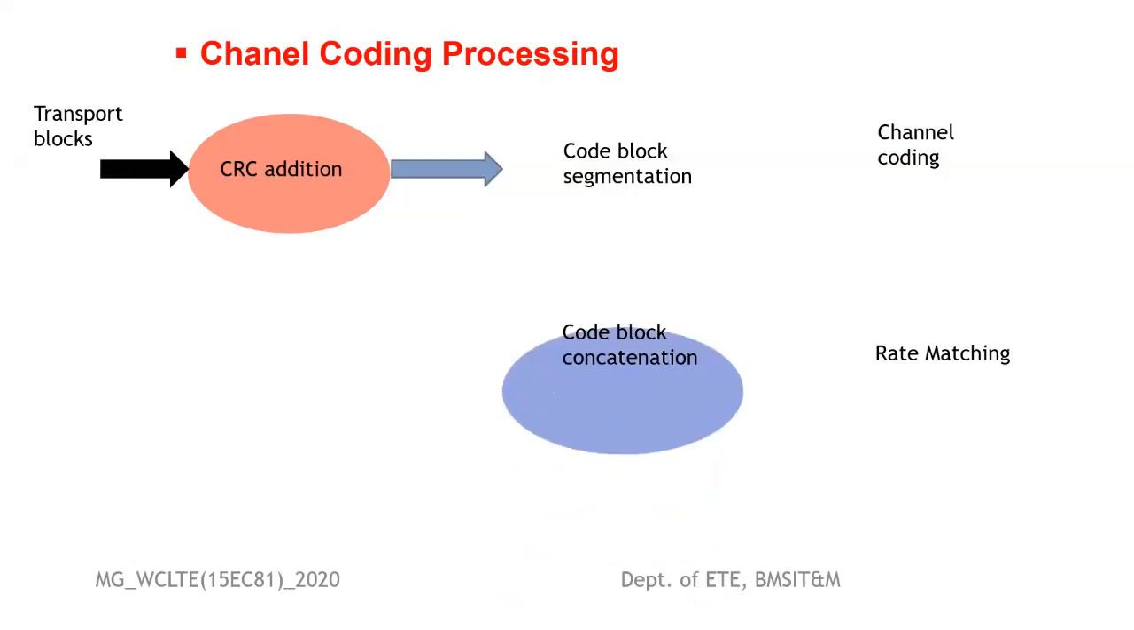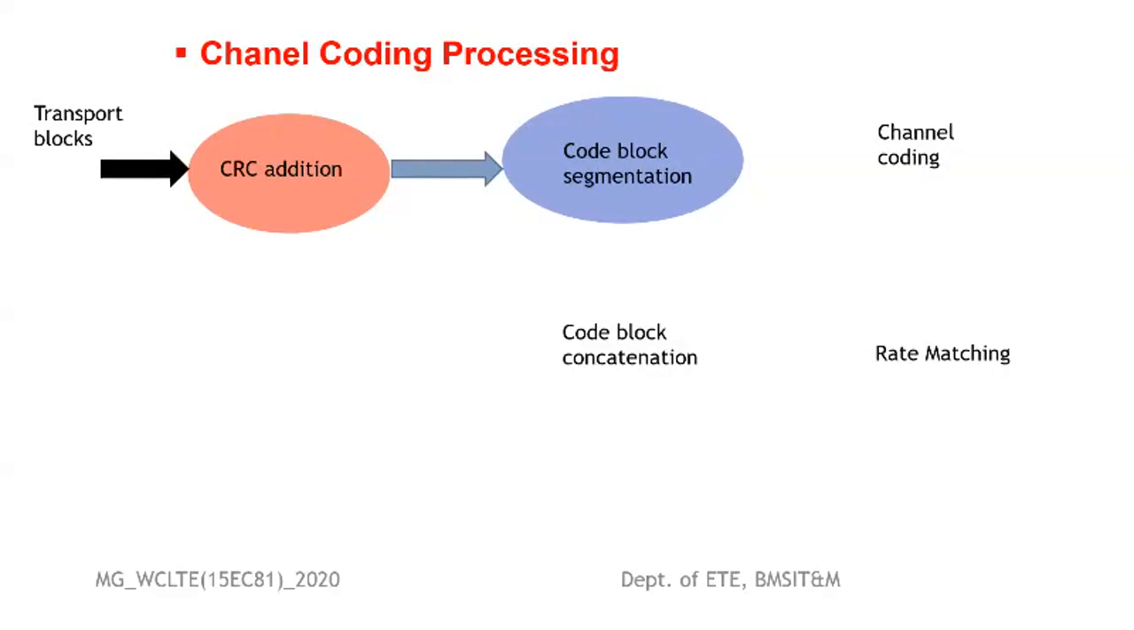Then after adding CRC, the code block segmentation is done. Why is code block segmentation done? There is a limit on the size of the transport block plus CRC. If that size exceeds the maximum code block size, then it will be segmented into blocks. Let me show what that maximum size is in the coming slides. After segmentation of the code block, channel coding is done.